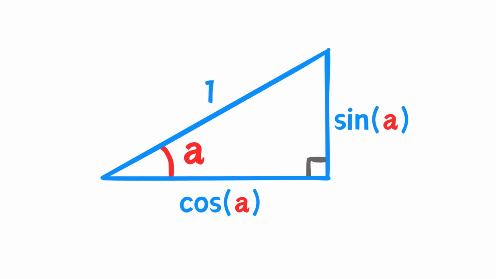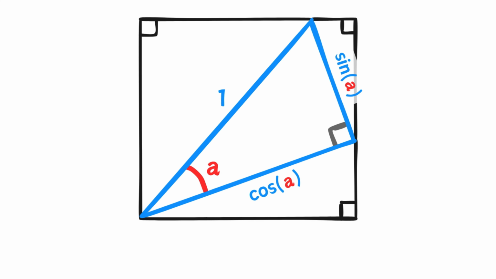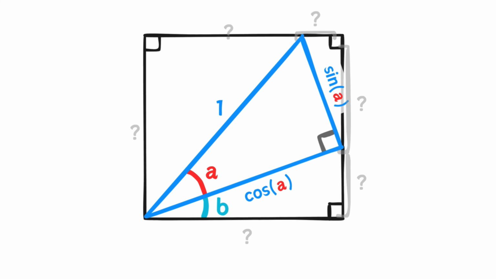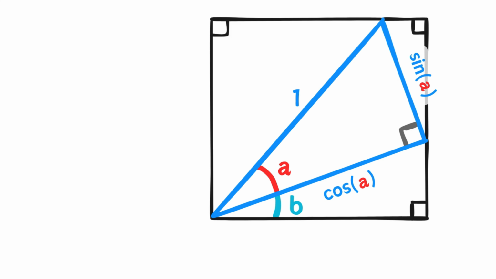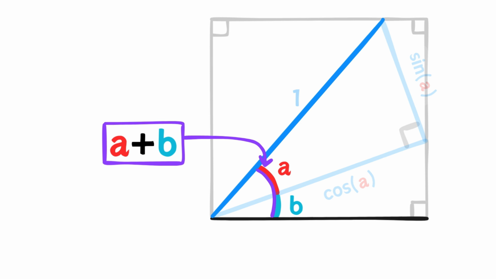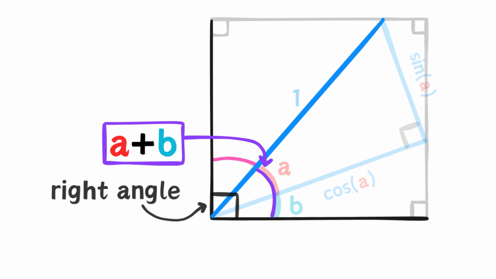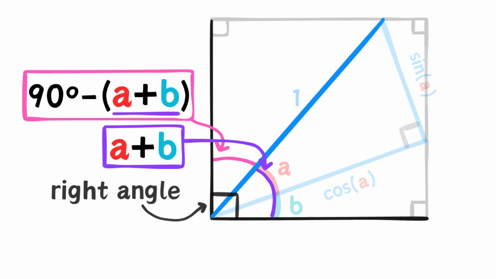Now, let's place this triangle inside of a rectangle, where each corner of the triangle is touching a side of the rectangle. And let's call this angle down here B. Now, we're going to try to solve for all the sides of the rectangle. First, we know that this whole angle here is A plus B. This makes 90 degrees, or a right angle, with another angle that we can visualize in pink.